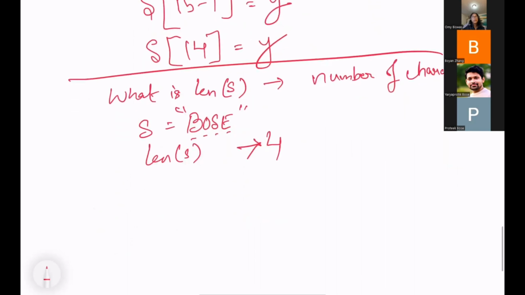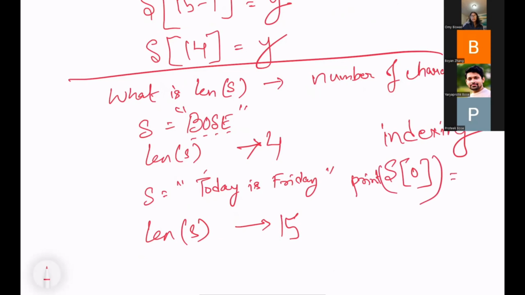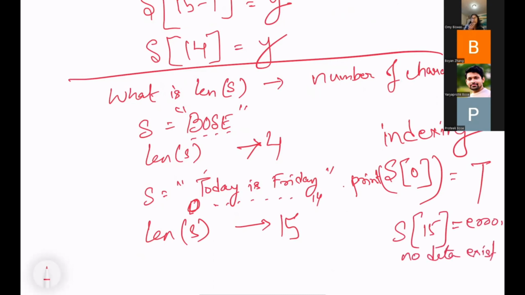Now S equal to today is Friday. If you count this, what will be the length of S in this case? 15. But in the property of indexing, if you want to print T, what will you write? S of 0. If you print S of 0, you will get the answer T. Why? Because indexing always starts from 0. So it goes and ends at 14, right? So if you write S of 15, it will throw an error. It will say no data exists, because there is no 15 here.